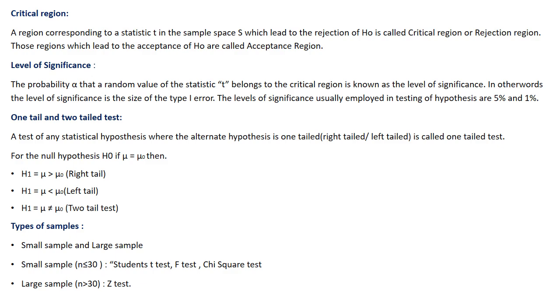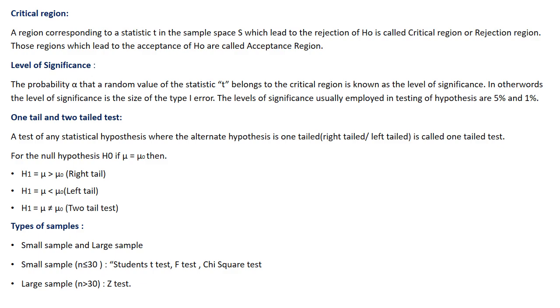So there are two types of tests, one tail and two tail test. A test of any statistical hypothesis where the alternate hypothesis is one tail, that is a right tailed or a left tailed, is called one tailed test. So for the null hypothesis H naught, if mu is equal to mu naught, then H1 equal to mu greater than mu naught is said to be a right tail, and H1 equal to mu less than mu naught is said to be a left tail. And if H1 is equal to mu not equal to mu naught, it is said to be a two tail test.